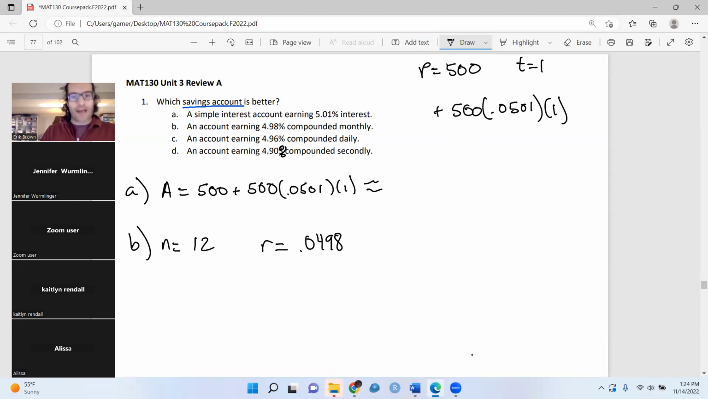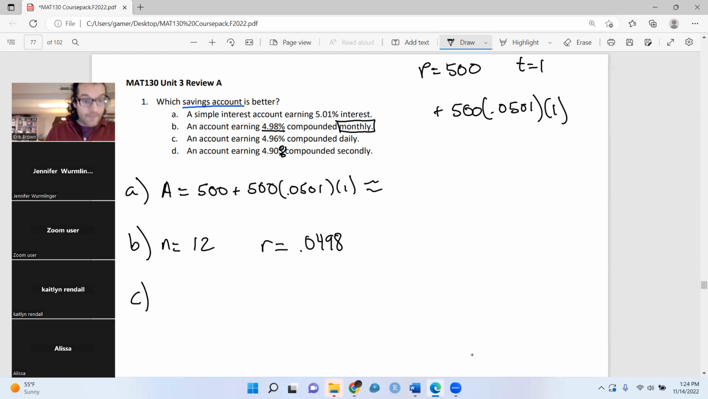Well, I love that you said that. So we are compounding it 12 times per year because of the word monthly. The rate is the percent we're given. Okay. That makes sense. Nice. Good.